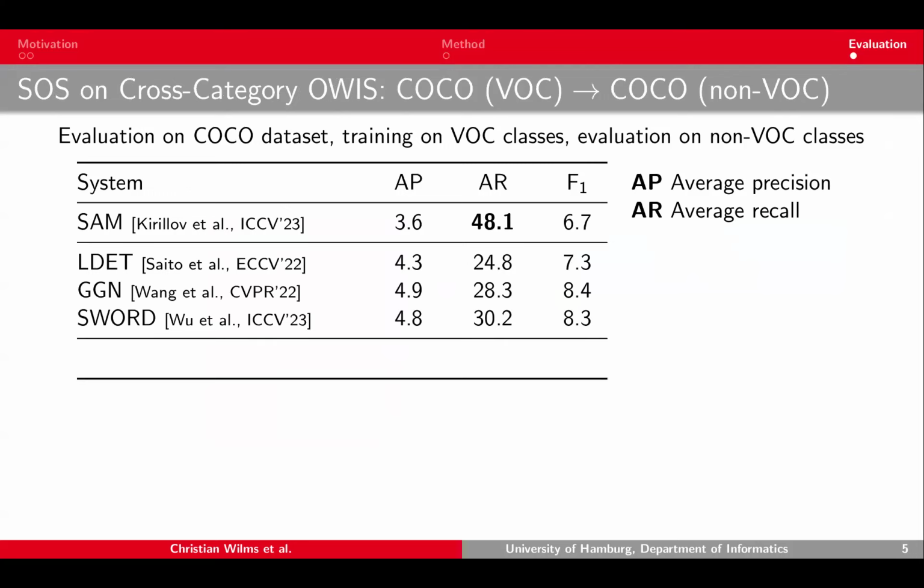Recent open world instance segmentation systems, on the other hand, have a slightly higher precision, so they are more focused on objects, but they have a much lower recall because they are unable to segment that many unseen objects. So finally, our system has a quite decent recall, slightly lower than SAM, but much higher than recent open world instance segmentation systems. And we also have a much higher precision due to these object-focused prompts, also much higher than vanilla SAM. And this leads to the best F1 score among all the methods.